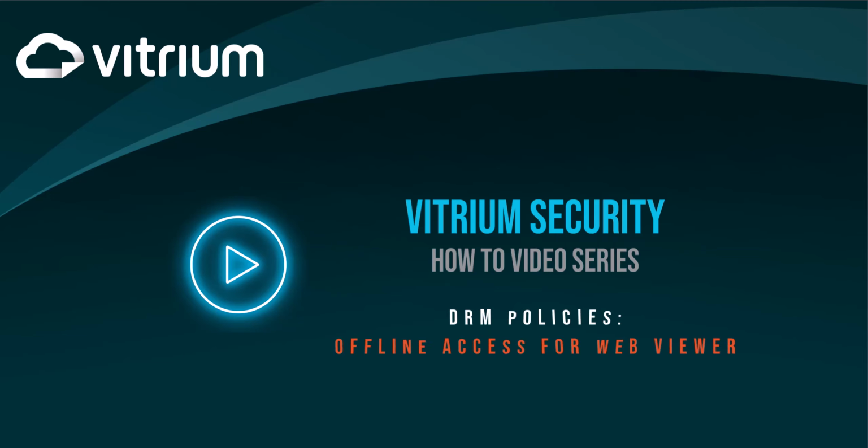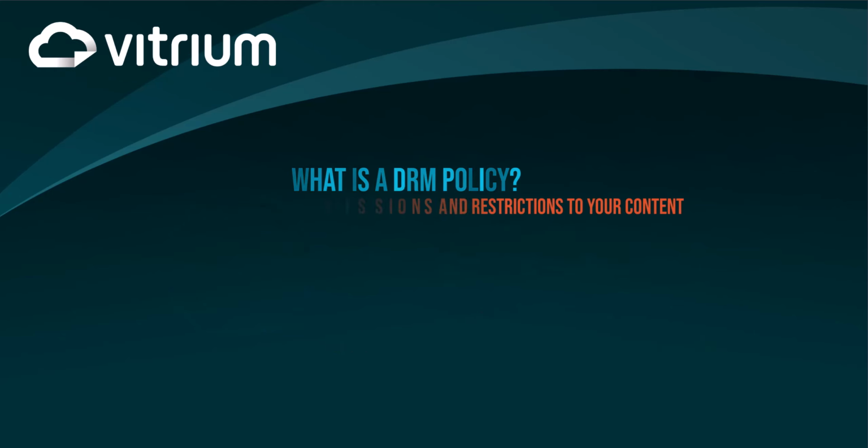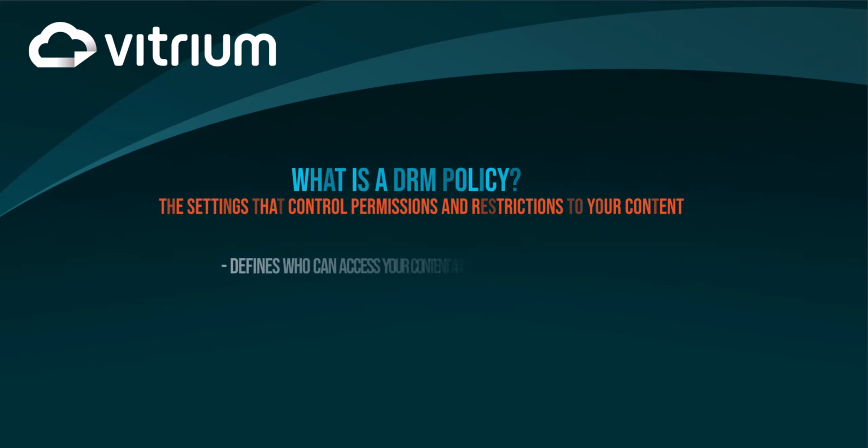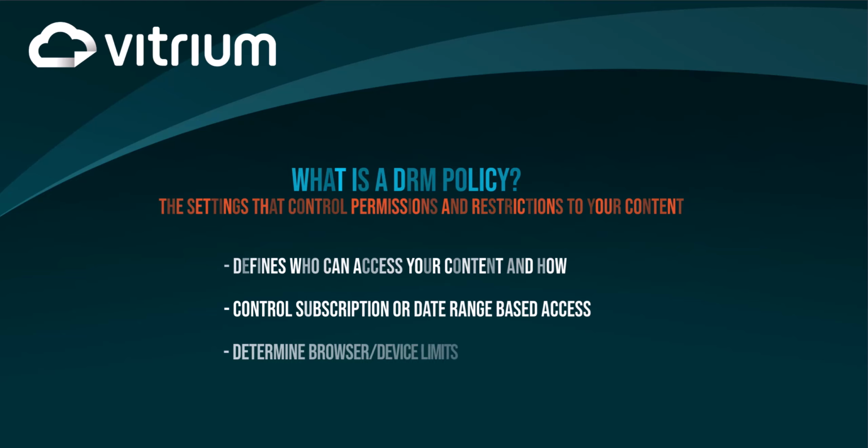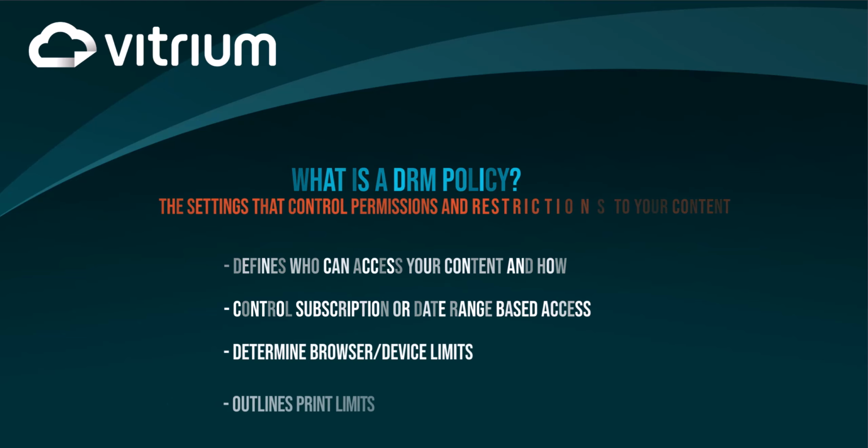In this video, we're going to be examining DRM policies. DRM policies are the settings that control permissions and restrictions to your content. They define things such as who can access your content and how. They control subscription or date range-based access, can determine browser or device limits, outlines print limits, and more.